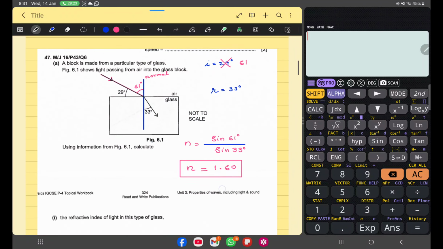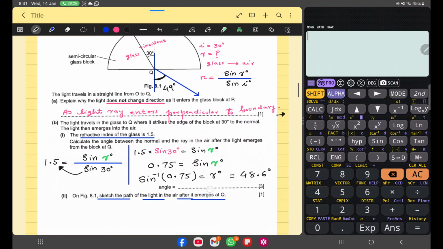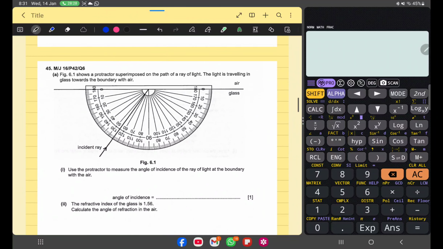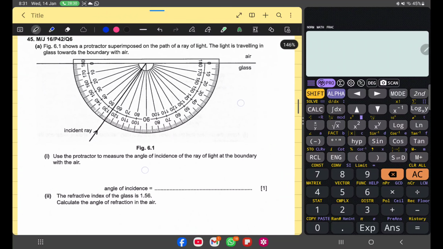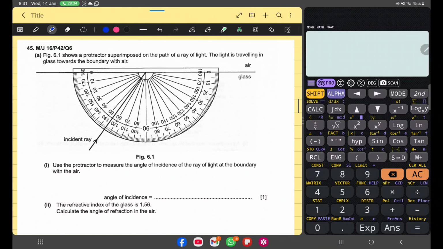Okay, now we are solving the next question. In this question, the examiner is checking whether you can read a protractor. Do you know how we read a protractor? This is the boundary. This is the protractor. This 90-degree angle line is called the normal. This is the incident ray.